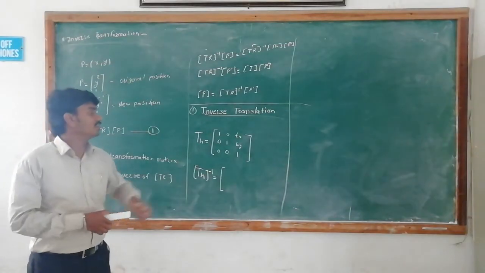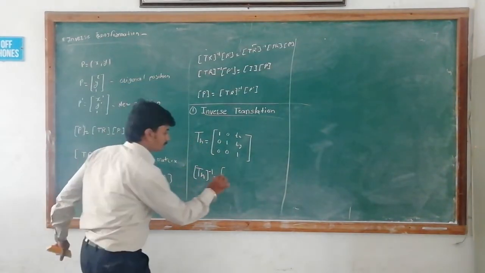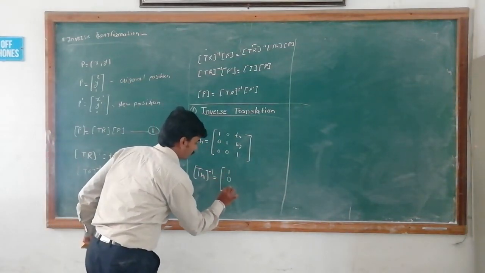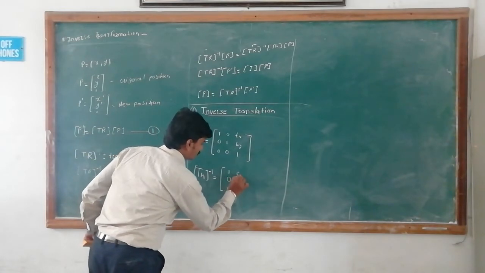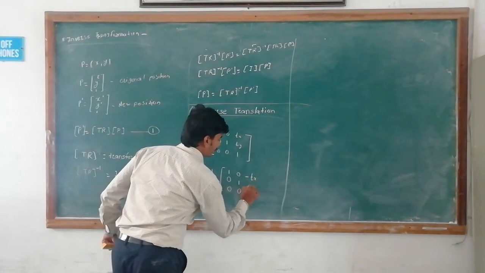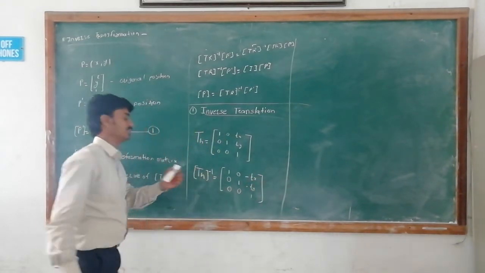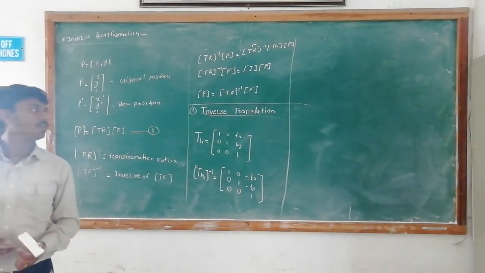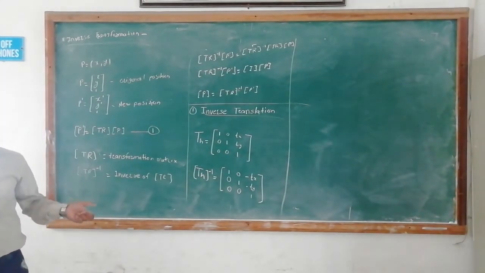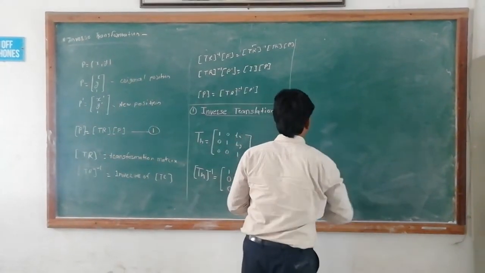So this is Tx and Ty, and the inverse of this matrix is 1 0 0, 0 1 0, minus Tx minus Ty and 1. So this is the inverse of the translation matrix. Okay, so this is the first type of inverse transformation. Then the second type is the inverse of rotation.